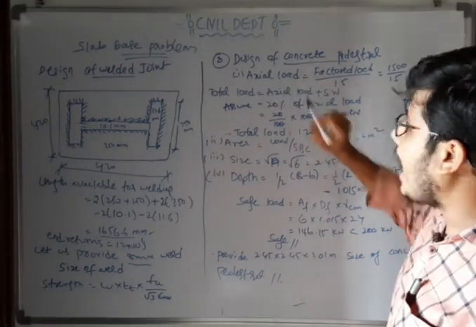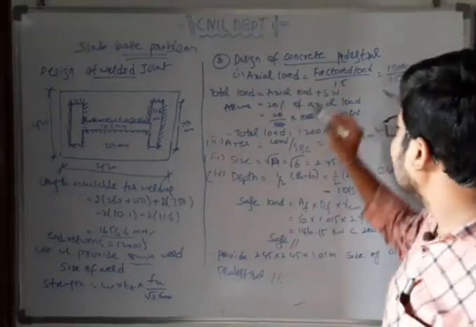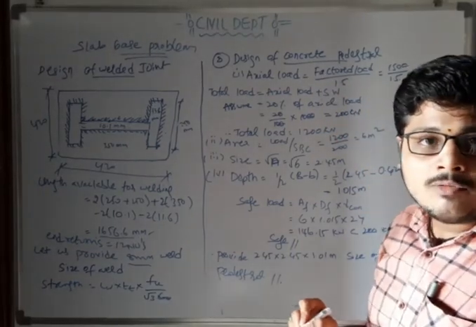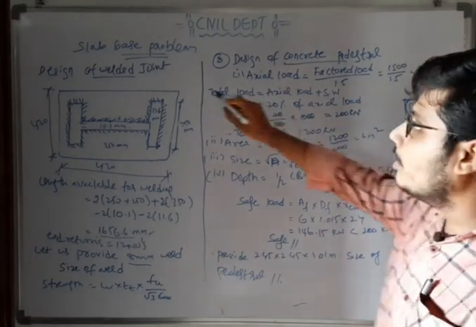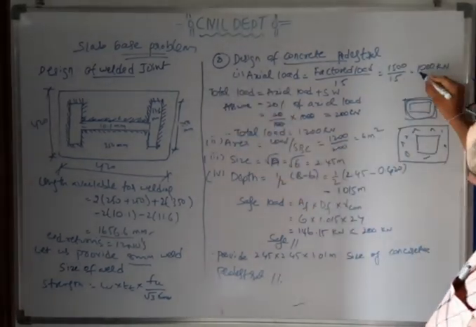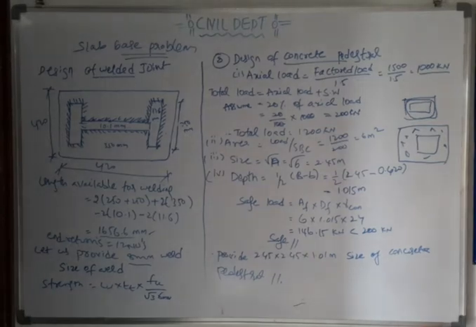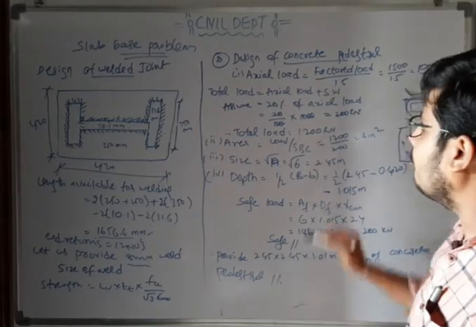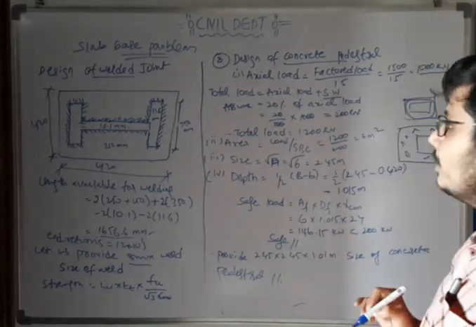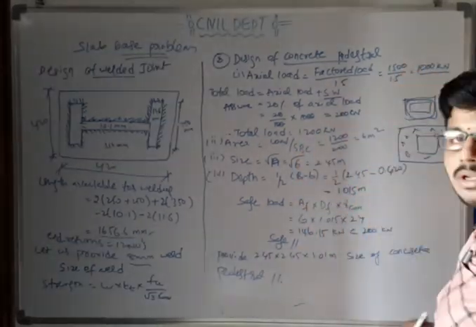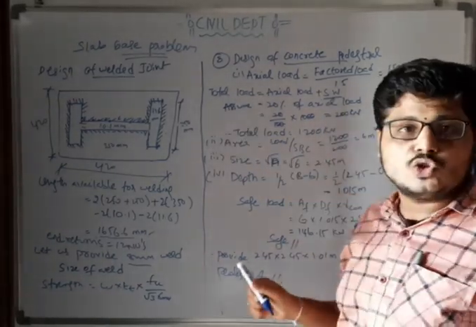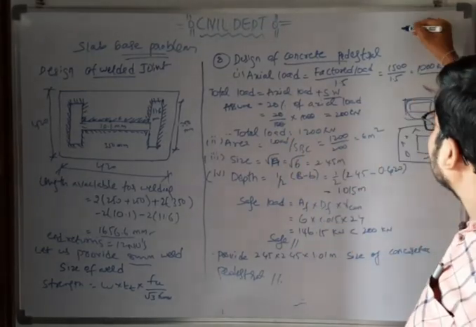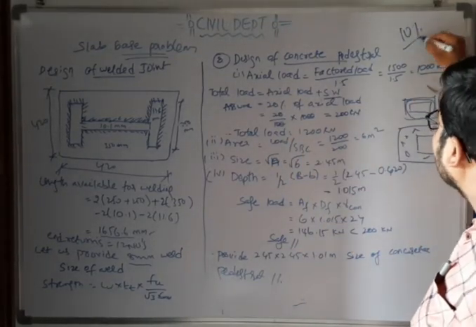First step, calculation of axial load. Axial load is equal to factored load by 1.5. We have factored load 1500 by 1.5, that is 1000 kilonewtons. Next, total load is equal to axial load plus self weight. Axial load we know is 1000 kilonewtons, but self weight we should assume. First, we should start by assuming self weight from 10%.